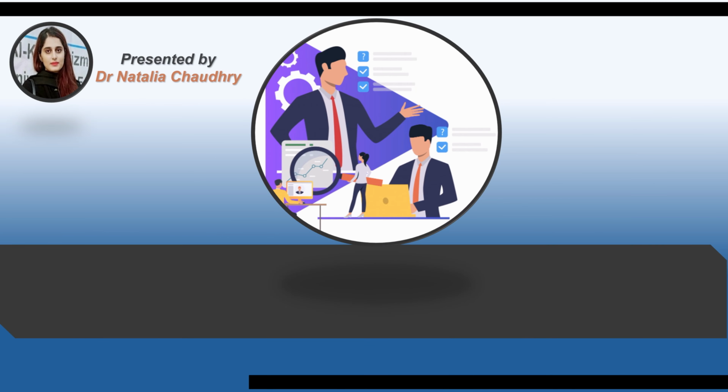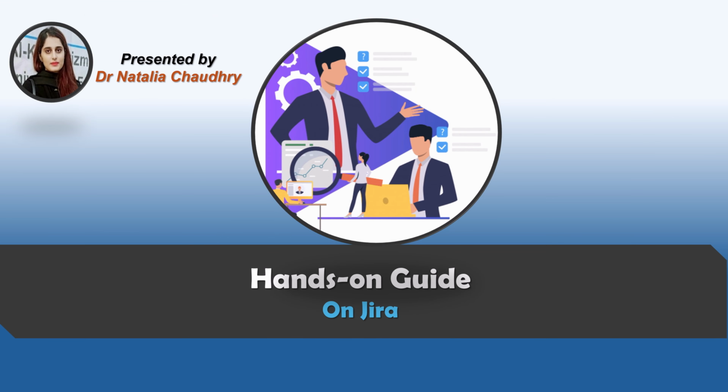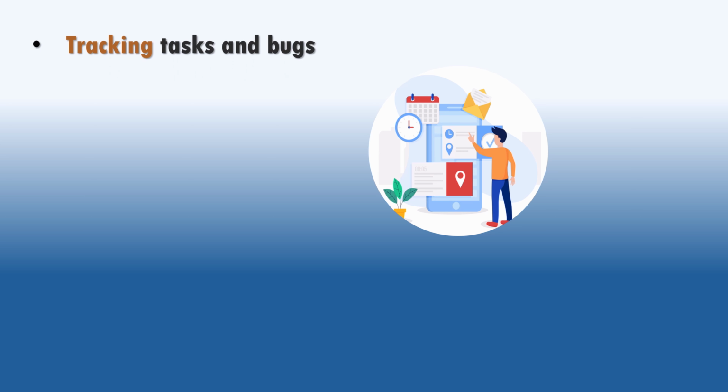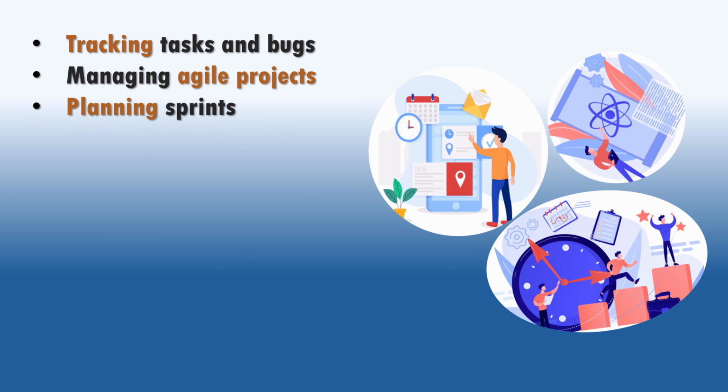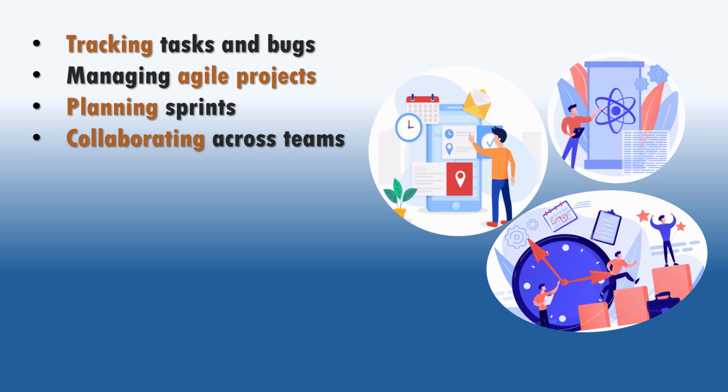Hey everyone, in this video we are going to take a complete walkthrough of Jira. That is one of the most popular project management tools used by teams worldwide. So let's see what is Jira. Jira is a project management tool primarily used for tracking tasks and bugs, managing agile projects, planning sprints, and collaborating across teams. It is widely used in software development, but many teams use it for general workflow management as well.